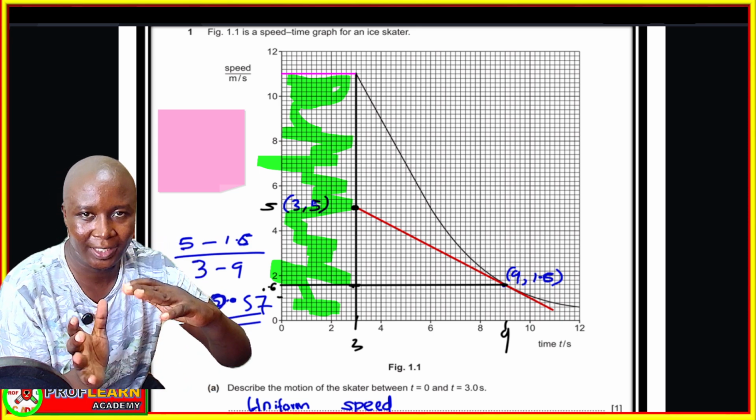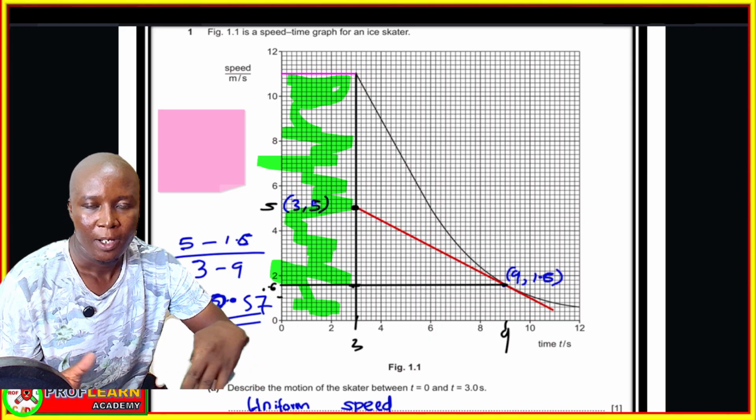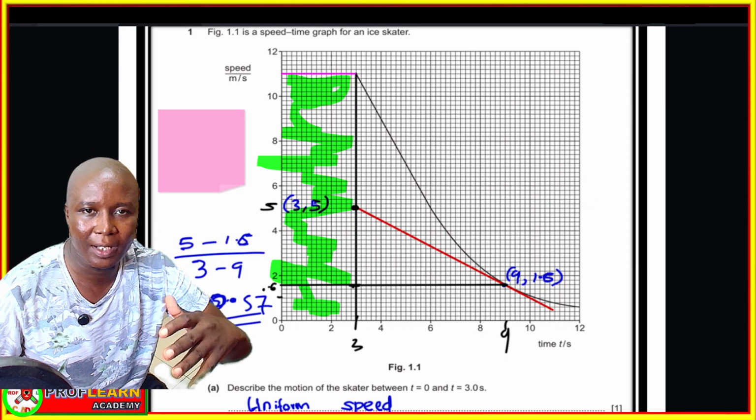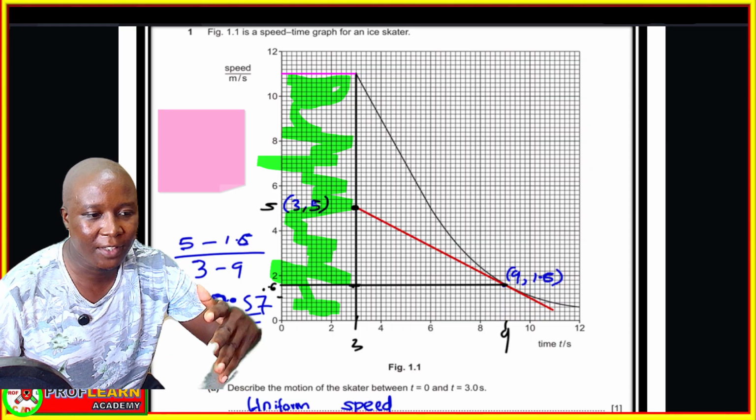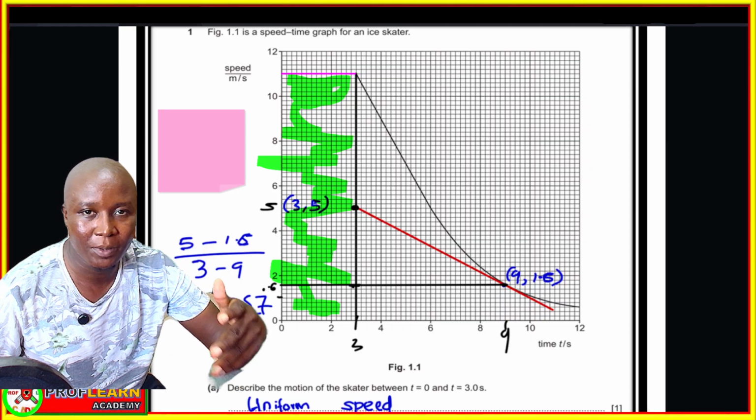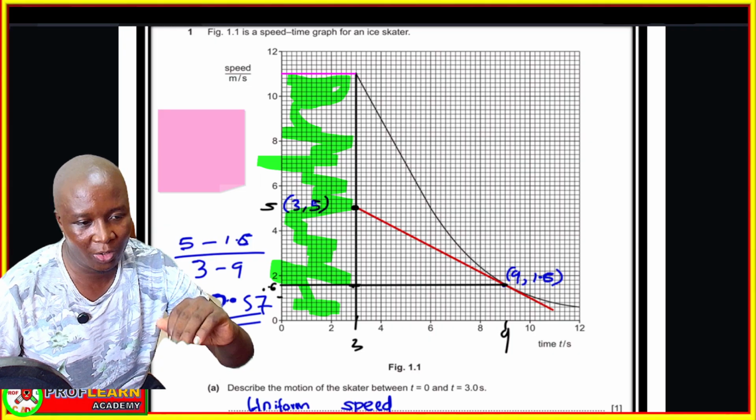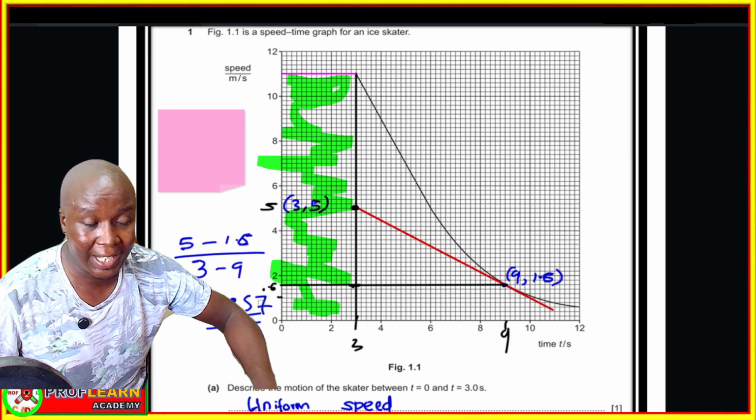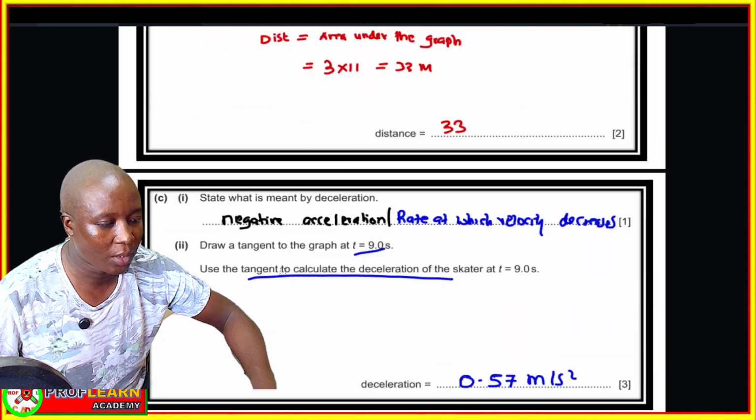So don't forget that whenever you're asked to work out the distance traveled by an object, when it's a velocity time graph, when it's a speed time graph, you work out the area under the graph. But if they're going to ask you to work out what we call acceleration, you work out the gradient of the graph so that you can be able to work it out.